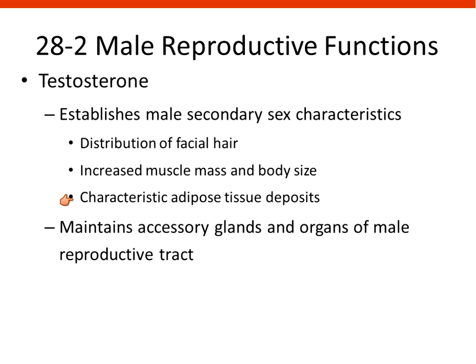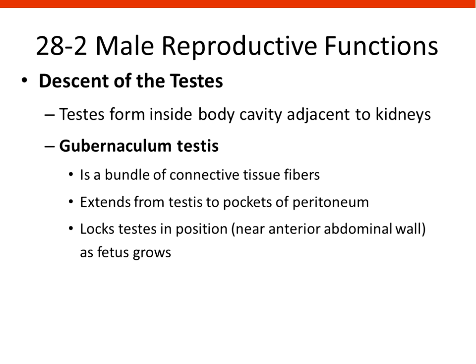The deposition of body fat into various places on their body is also going to change as a result of testosterone. And it maintains those accessory glands and organs of your reproductive tract, which we talked about, what the seminal vesicles do, so making that seminal fluid from the prostate gland, the bulbourethral glands, and your seminal vesicles, and all of those things that we associate with the male reproductive system. It's the job of testosterone to maintain those structures hormonally.